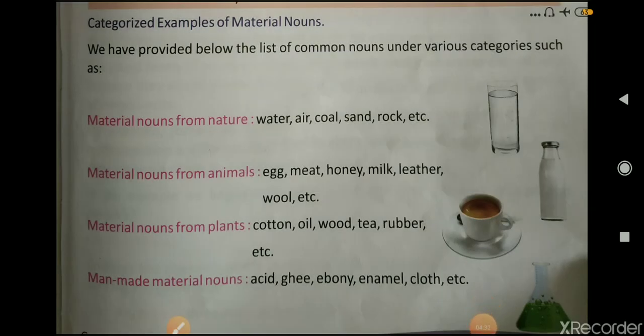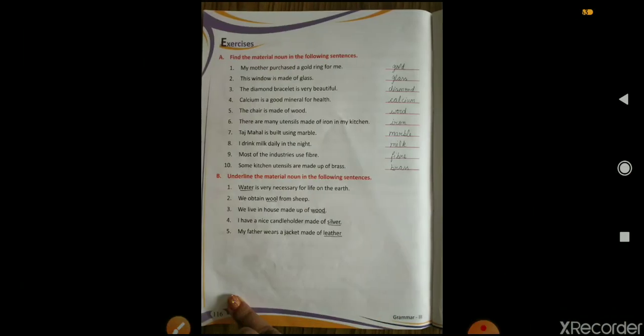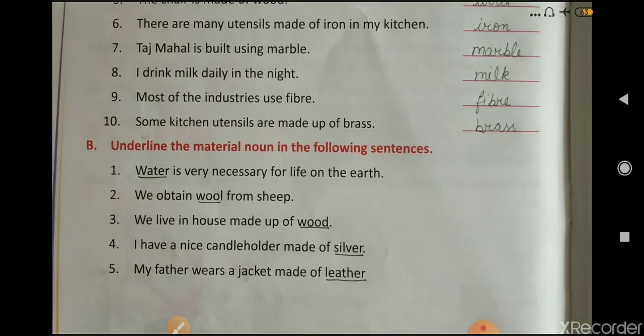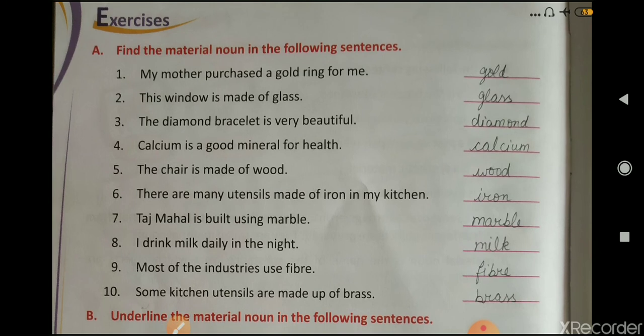Now let's move to our exercise part. Exercise A. Find the material noun in the following sentences. The first one: my mother purchased a gold ring for me. Here the material noun is gold, so write gold here. This window is of glass. Glass is a material noun, write glass here. The diamond bracelet is very beautiful. Diamond, so write diamond here.